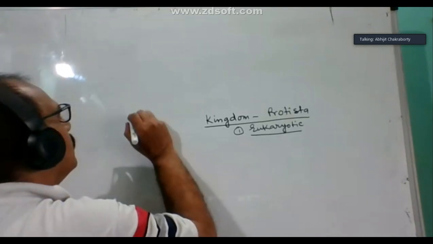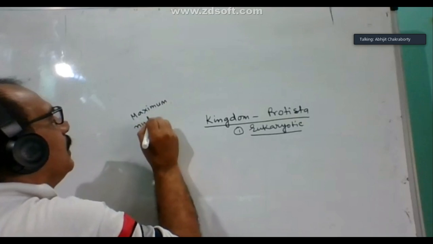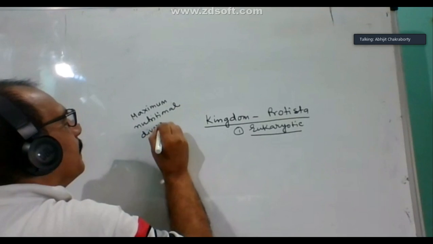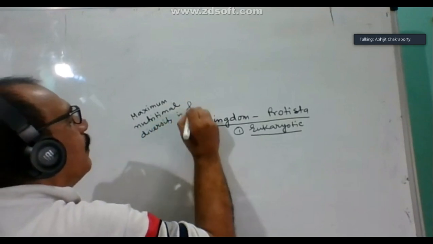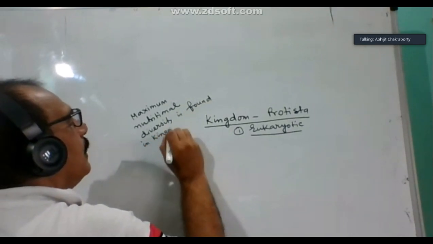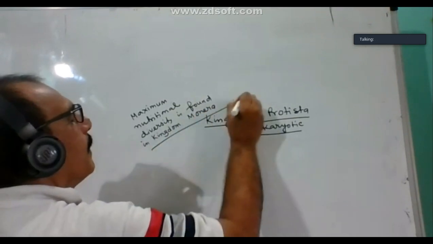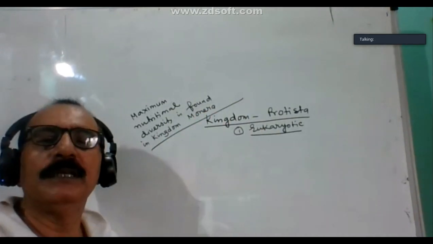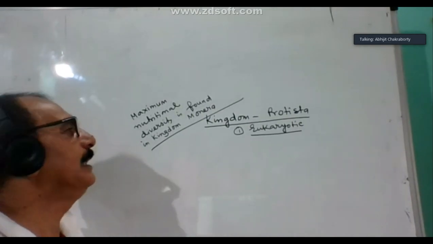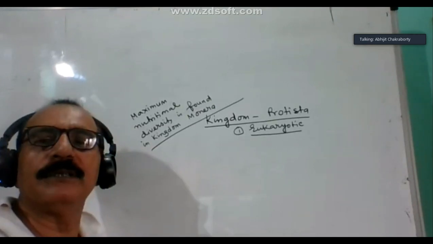As I'm writing, that is maximum nutritional diversity is found in kingdom Monera. Maximum nutritional diversity is found in kingdom Monera. Sometimes this is the most important question coming in MCQ test.